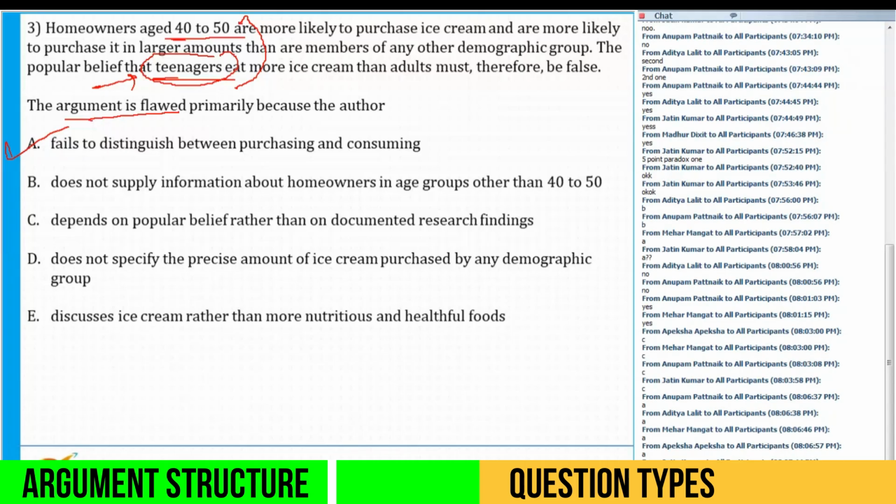Can it be B? Let's see. The argument is flawed because the author does not supply information about homeowners in age groups other than 40 to 50. Why do we need this information? There is no need for this information. We don't need any information for age groups other than 40 to 50. Whatever he's saying is based on his census or survey in the age group of 40 to 50. Option B is extra information which is not required.